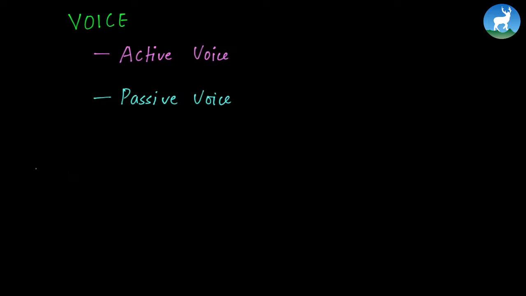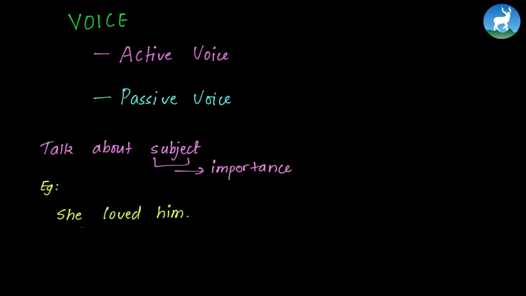Now in case of active voice, the subject is typically the person or thing performing the action, which is important. So the subject is important here, and the action can take a direct object. In case of active voice, we talk about the subject, and this subject holds importance in the sentence. For example, she loved him. Now here we have the subject, she, and the action is loving someone. Here, she holds more importance than loved him.